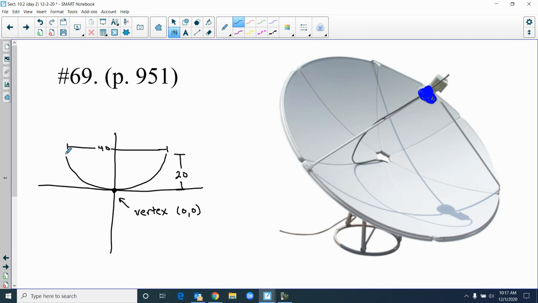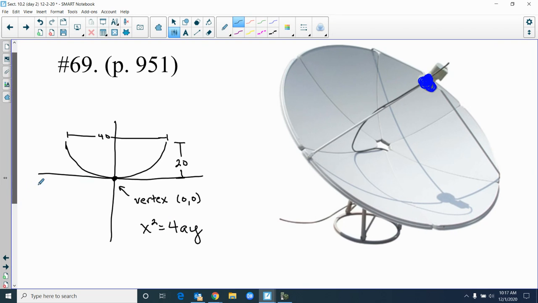Since I have, let me extend that up just a little bit. Since I have the vertex at 0, 0 and I have it opening up, this can be in the form x squared equals 4ay. The a value tells us where the focus is. Now, it may be inside here, it may be outside of here. Obviously, from the picture, it's outside, it's above that rim, but that doesn't guarantee it. Okay, that's just for that situation. But we need to find that a value.